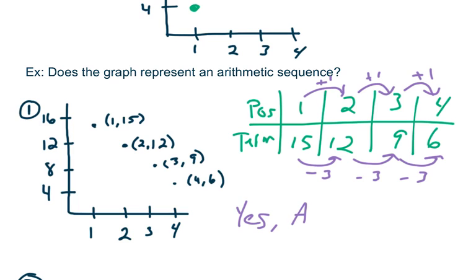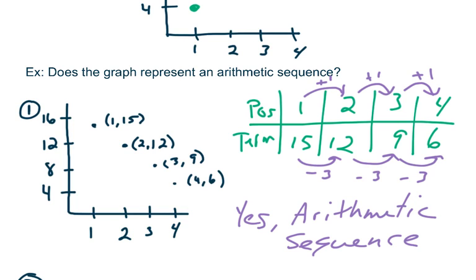Yes, we can say it's an arithmetic sequence. The common difference, remember, is the difference between each set of consecutive terms, and that would be this number right here, the -3. That would be your common difference.